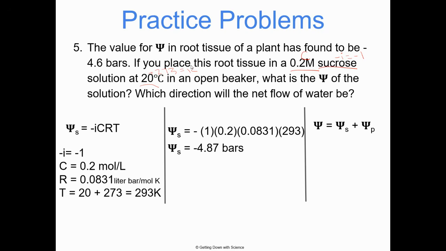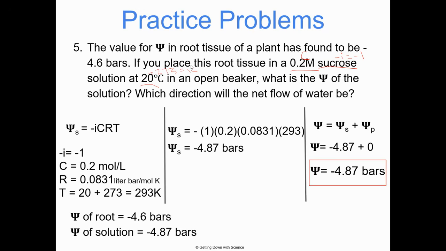And now we can go ahead and solve for water potential. Now, since it's in an open beaker exposed to the open air, we know that the pressure potential is 0. So we'll just add the solute potential and then the pressure potential. So our water potential is also negative 4.87 bars. Okay, so now let's just take a minute and assess where we're at before we answer the last question, which is which direction will the net flow of water be?